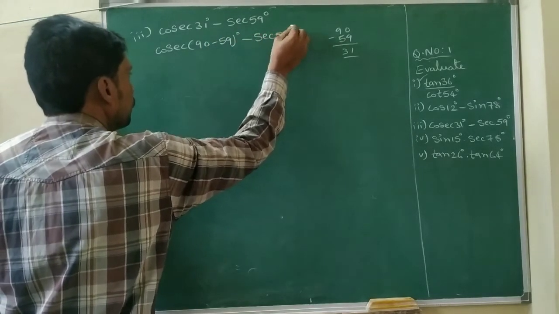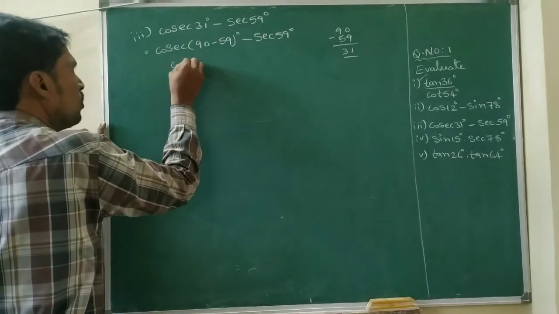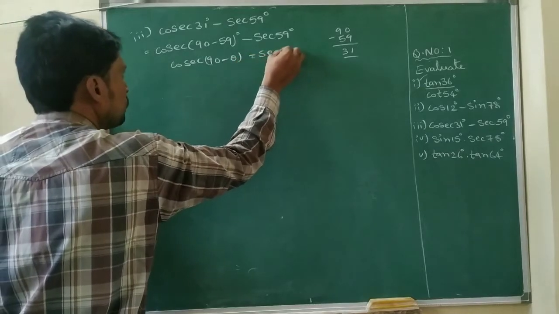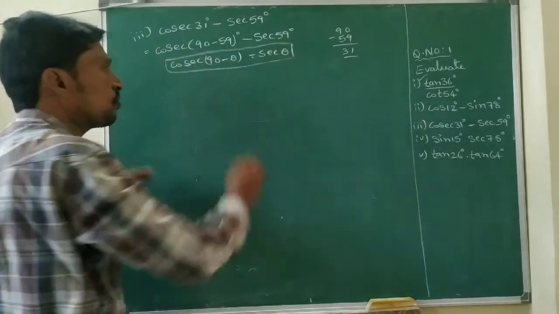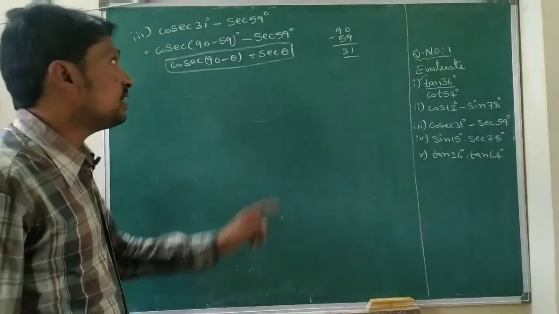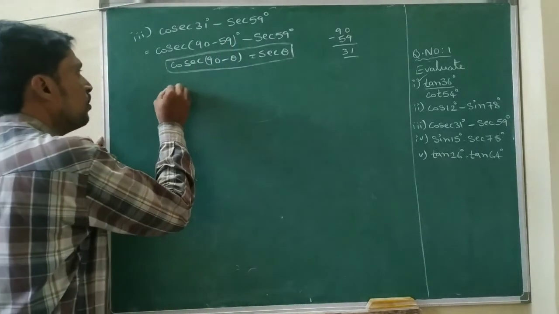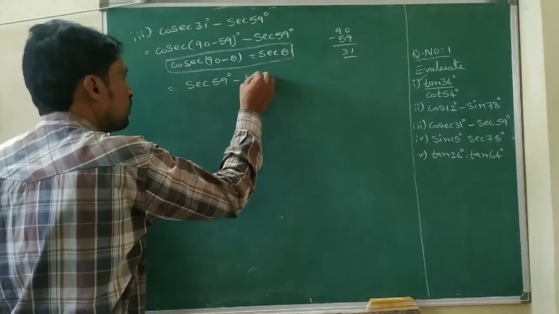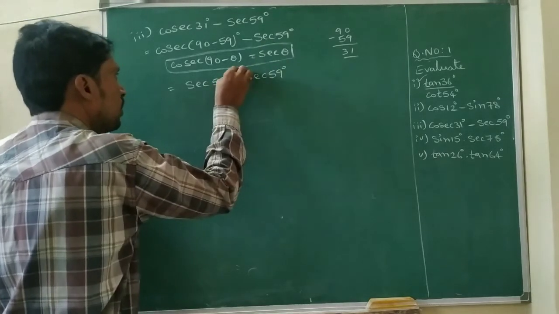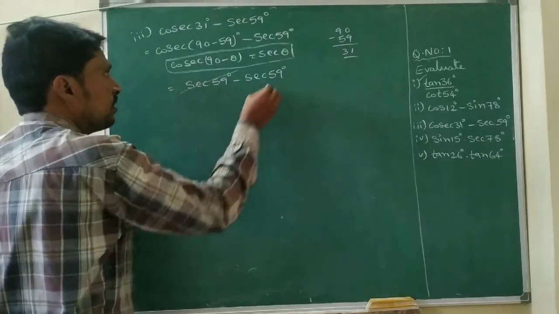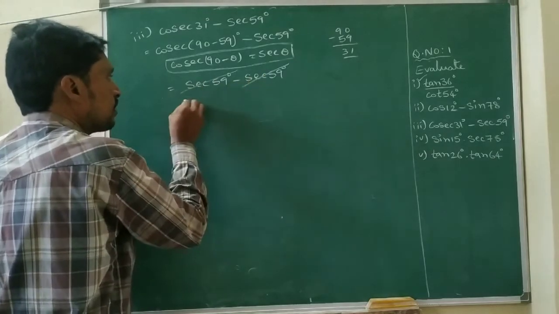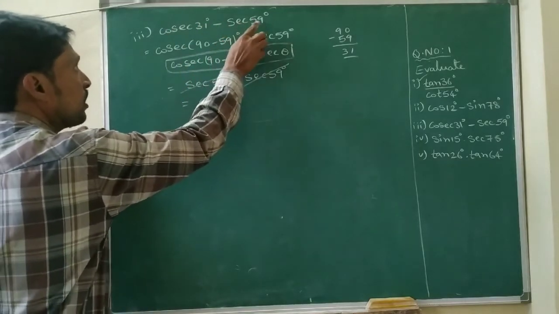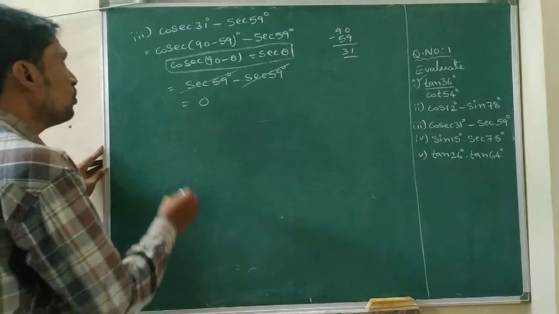It is of the form cosec (90 minus theta), which equals sec theta. Here theta is 59, so we take sec 59 degrees minus sec 59 degrees as it is. The plus sec 59 degrees and the minus sec 59 degrees get cancelled, and we get 0. So cosec 31 degrees minus sec 59 degrees equals 0.